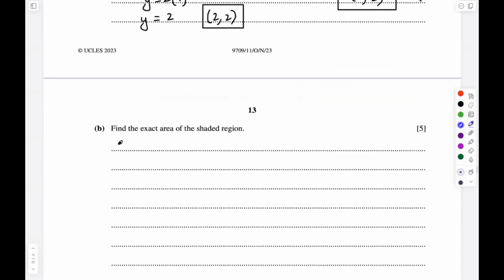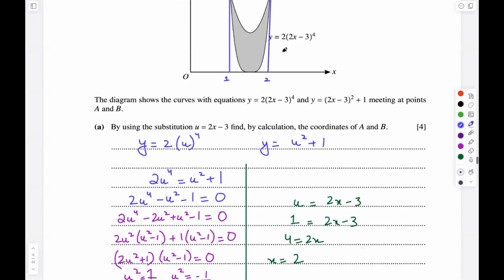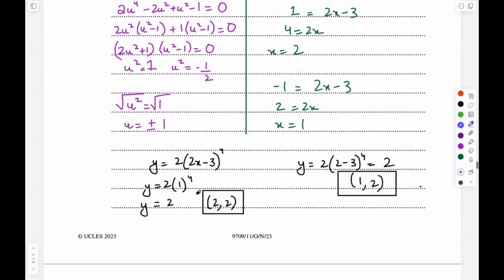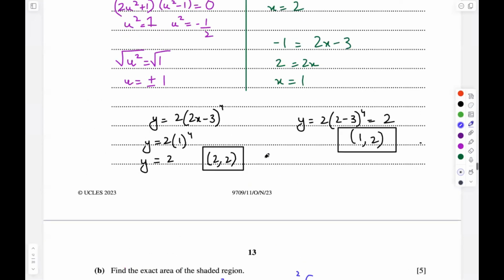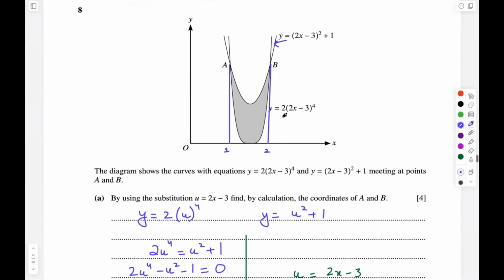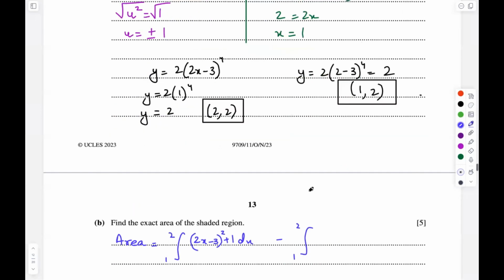So finding the area of the shaded region, first we'll find the area under the graph of the equation above, which is (2x minus 3) whole squared plus 1. And we'll subtract it from the equation of the curve, which has the equation 2(2x minus 3) to the power 4.